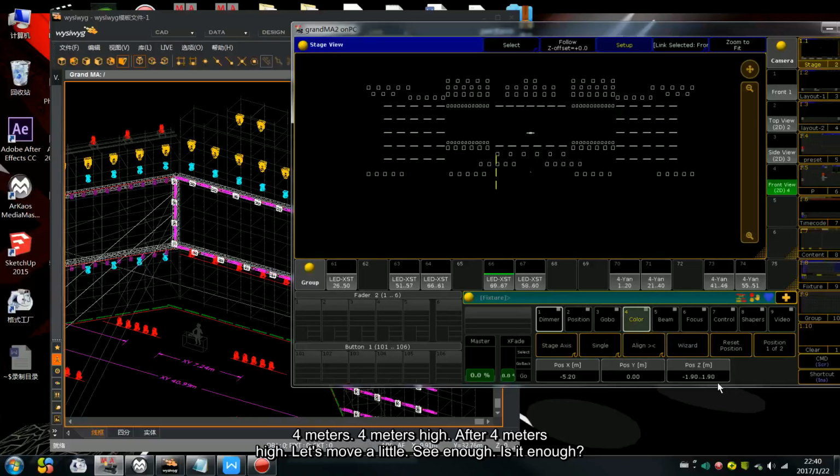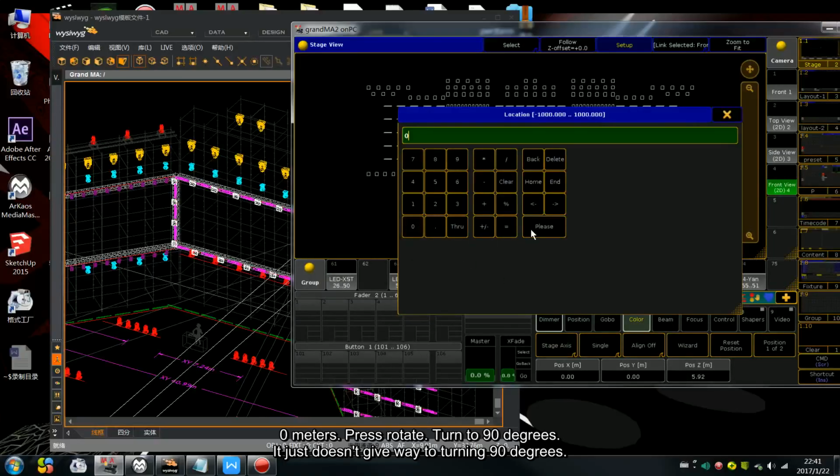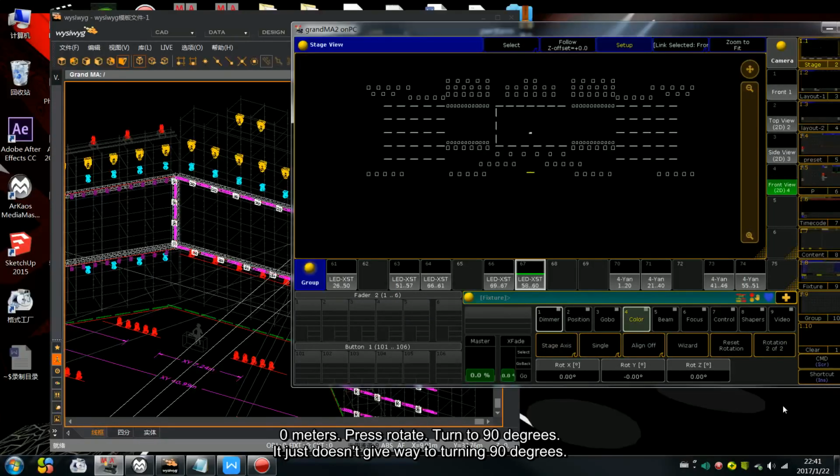4 meters. 4 meters high. After 4 meters high, let's move a little. See, enough. Is it enough? Will there be many? 4 meters, just beautiful. 5 meters, 4 meters. Okay, we select the second group. 0 meters. Press rotate. Turn to 90 degrees. It just doesn't give way to turning 90 degrees. Do you think it's powerful? It doesn't matter.